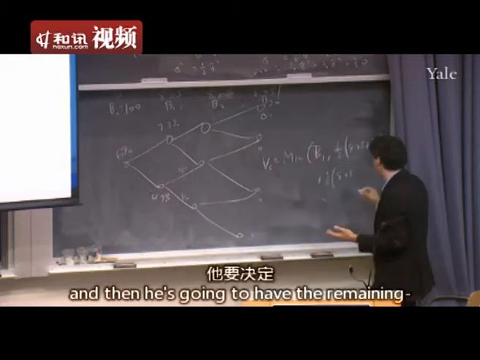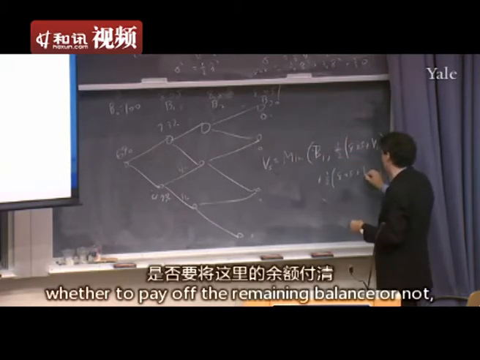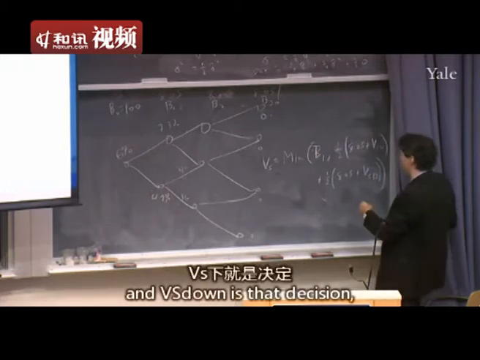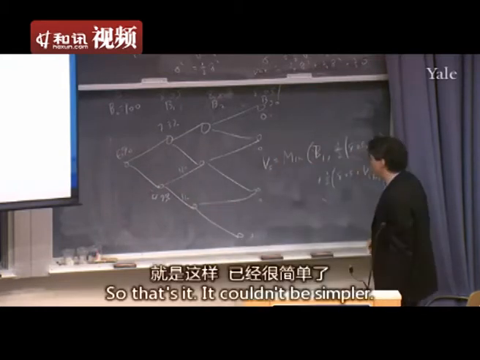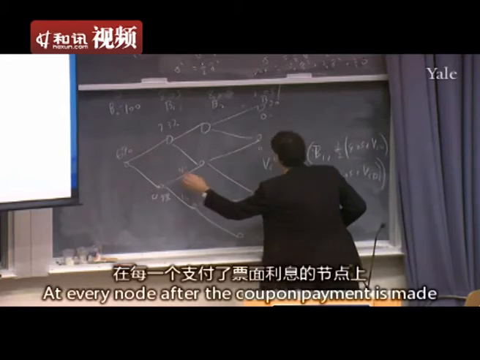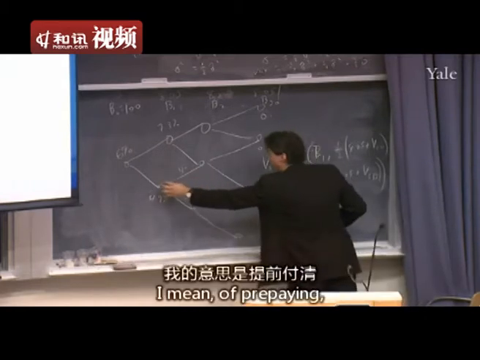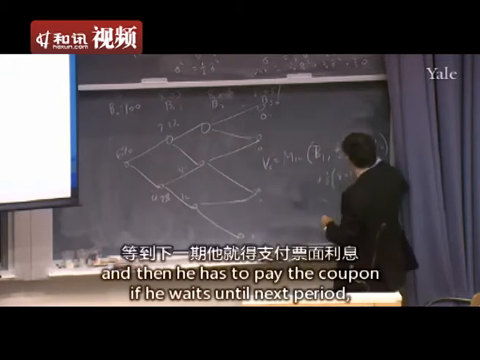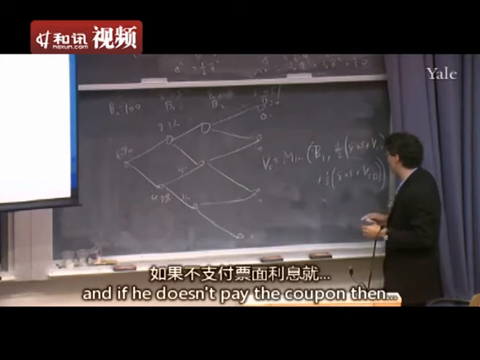He's going to be down here. And then he's going to have to decide whether to pay off the remaining balance or not. And VS down is that decision, because we've already figured out whether he should prepay or not here. Okay, so that's it. It couldn't be simpler. At every node, after the coupon payment is made, the guy has the choice of prepaying, paying off the remaining balance, or waiting till the next period. And then he has to pay the coupon if he waits till next period.